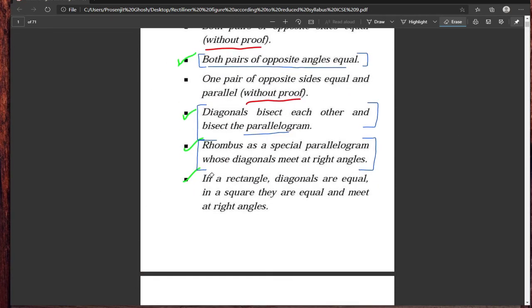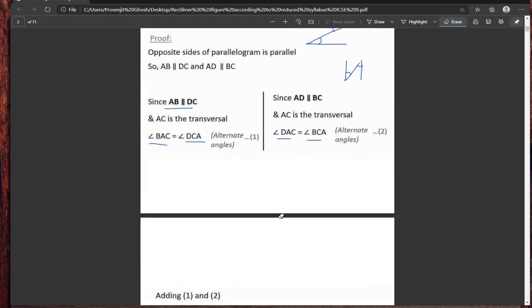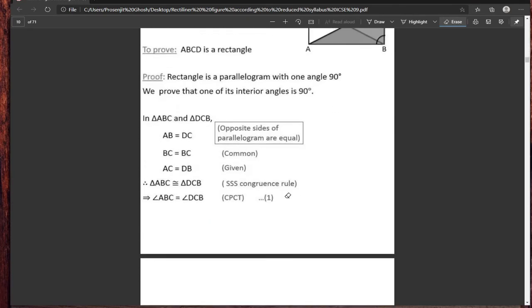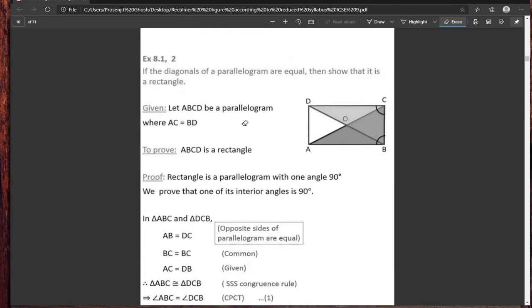Finally, in a rectangle, diagonals are equal. In a square, they are equal and meet at right angles. So that is very simple over here. Coming to the last one, we have to prove it for the rectangle right now. What is given is that ABCD is a parallelogram where AC equal to BD, that is a rectangle. What we have to prove over here? That this is a rectangle.